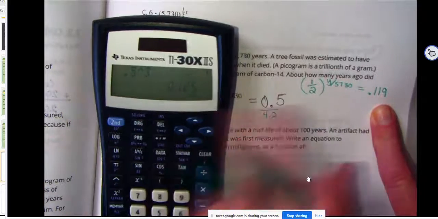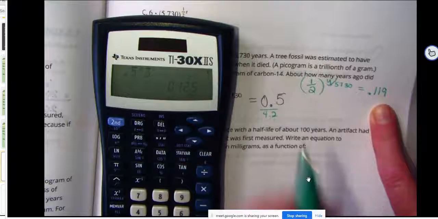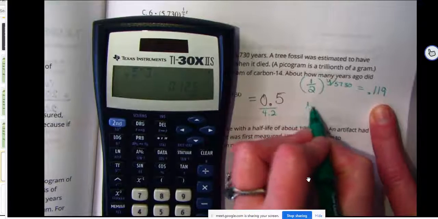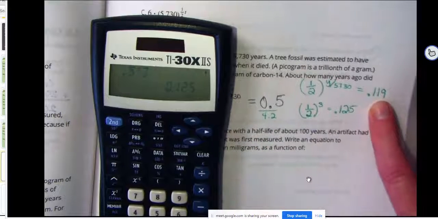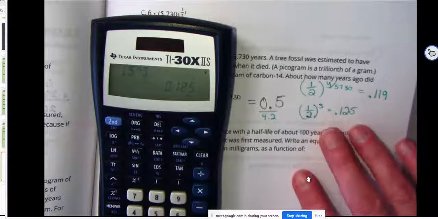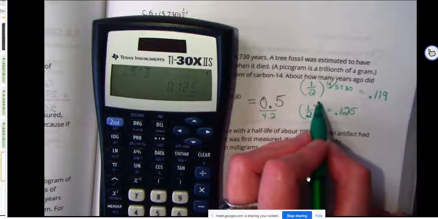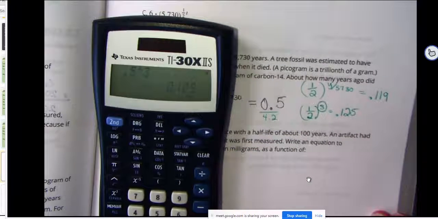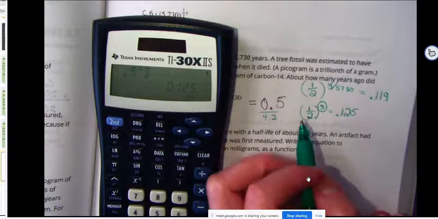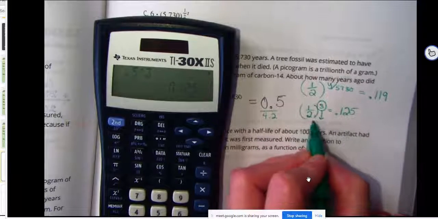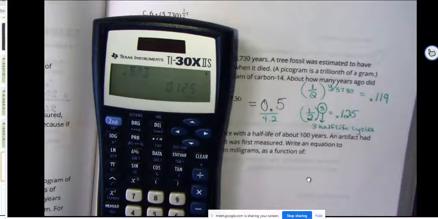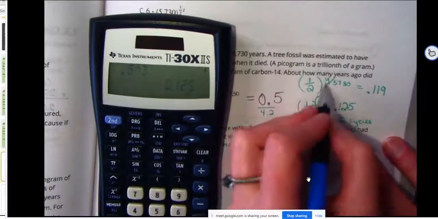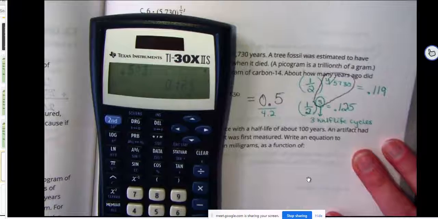I'm going to say, since we're just estimating right now, about how many years ago did that happen? 1/2 to the third power equals 0.125, and here we're looking at 0.12. So that's pretty darn close. So what this is telling me is I would need 3 half-life cycles, or I could set our 2 exponents equal to each other.